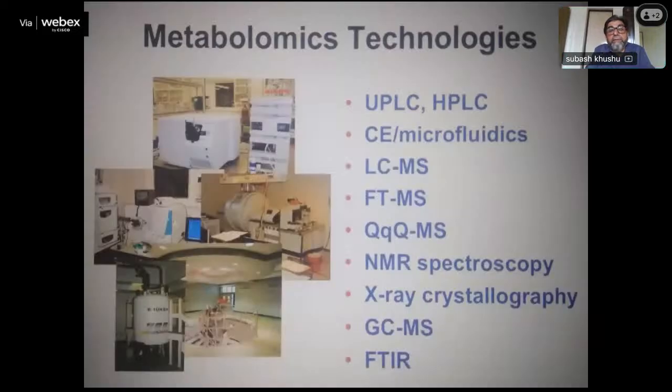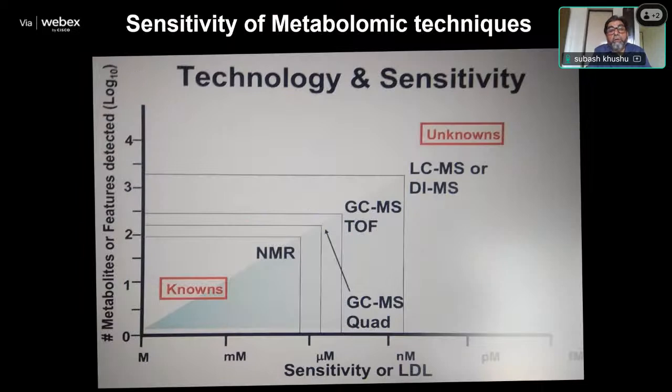And these are the different techniques which are used for metabolomics: HPLC, UPLC, LCMS, FTMS, QTOF MS, NMR spectroscopy, X-ray crystallography, GCMS, FTIR. These are all techniques available to you to do metabolomics. But the main comparison when you do metabolomics is between MS, LCMS, and NMR spectroscopy. These are the two techniques which are used very commonly for metabolomic research.